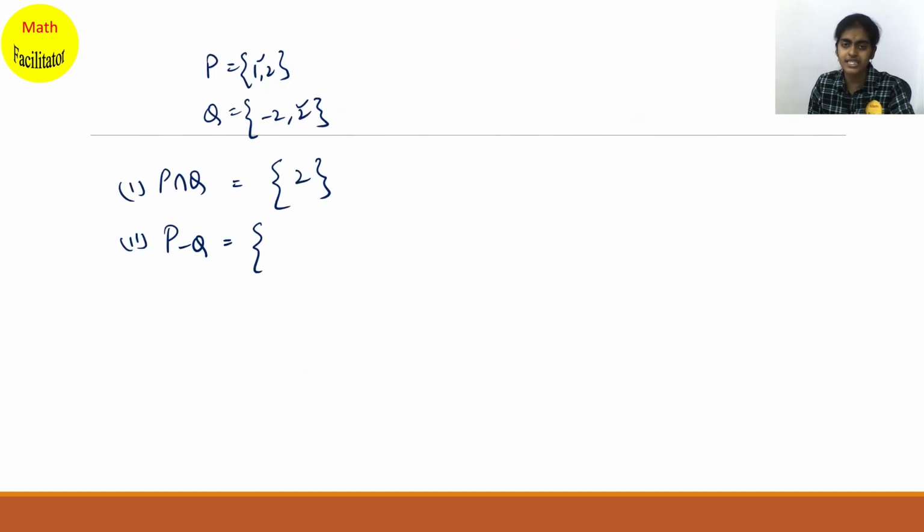P minus Q is nothing but all the elements of P you will write, and you will eliminate the elements of Q. Okay, P minus Q means you will write the elements of P and you will subtract the elements of Q. So here 2 is a common element. See here, 2 is a common element. So you will remove this 2 and you will write the remaining elements of P.